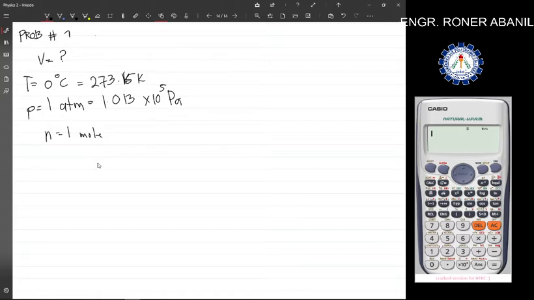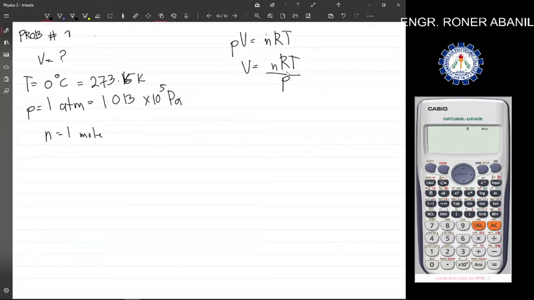So, itong problema to is gagamitan natin ng equation kanina. Itong equation na to. Yung PV equals nRT. Okay? So, dito, dahil volume, baba lang natin yung P, no? So, yung V equals nRT over P. Okay? Meron tayong n? Pasok. Meron tayong R? Yes po. Constant. Meron tayong T? Meron. Meron tayong P? Meron. Okay?